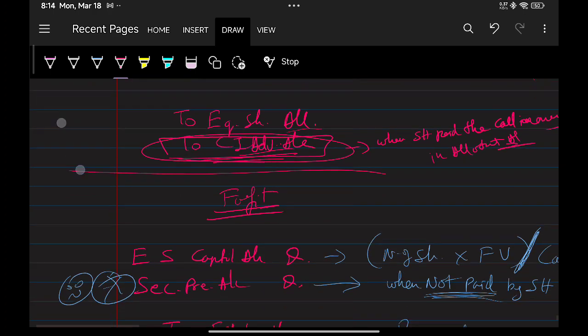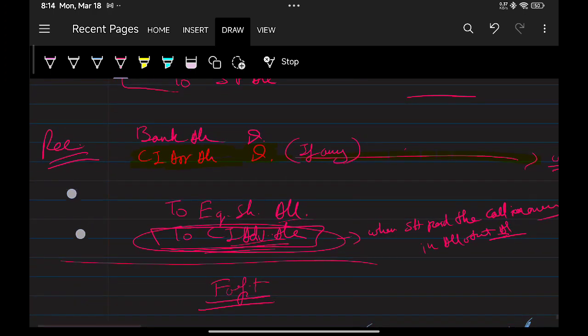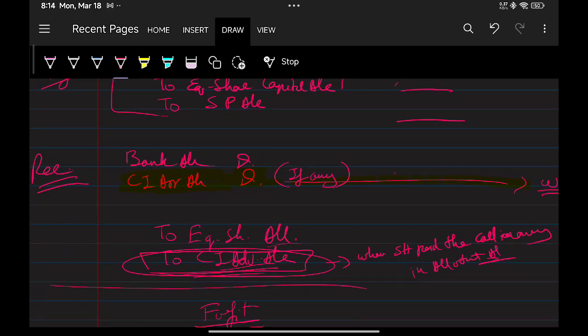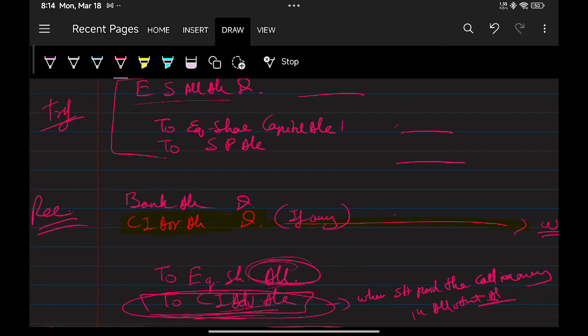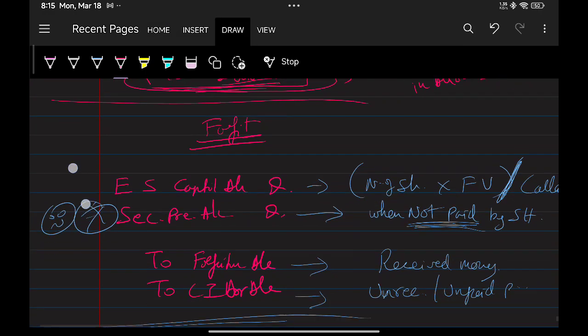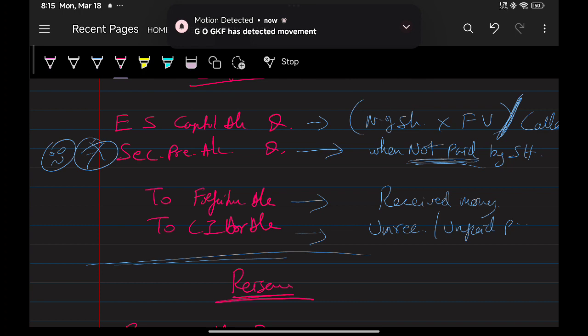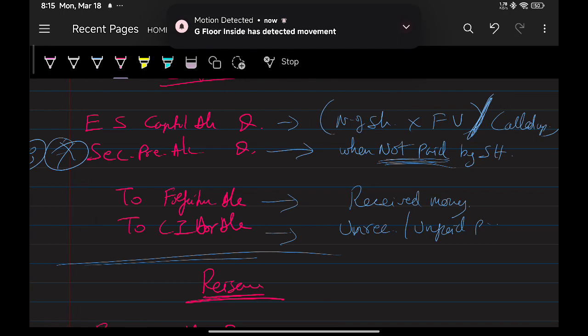Okay. And then same, copy paste for equity share first call and final call. Just replace this one. Everything will be same only. Okay. First, these two journal entries. Then it is forfeiture. What is the journal entry for forfeiture?